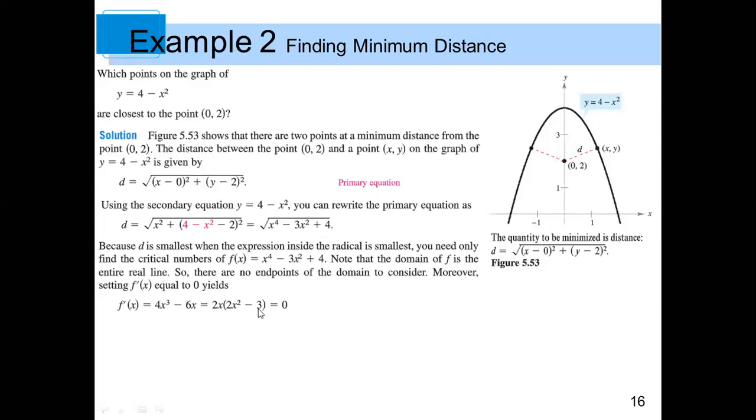So f prime equals 4x cubed minus 6x. If I factor that, I get that. And I get 3 possible solutions: 0, square root 3 halves, and negative square root 3 halves.